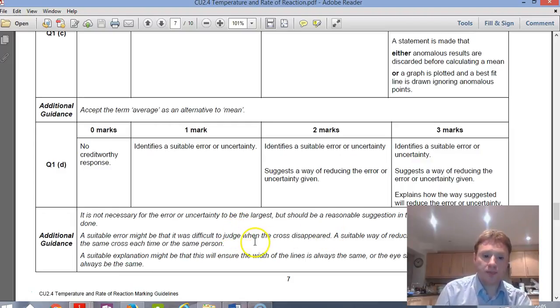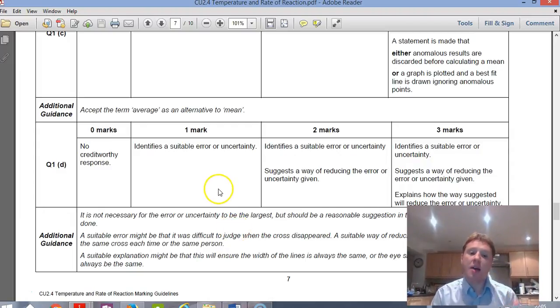So that's one. How do you reduce it? So you need to say how you reduce it. In this case you use the same cross. And then why does that reduce it? Because in the case of having the same cross, the size of the cross or the width of the lines is always the same. So 1 mark for identifying the error, 1 mark for saying how you reduce the error, and 1 mark for saying why that will reduce the error.